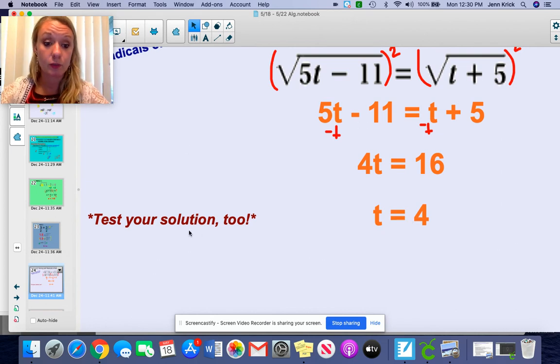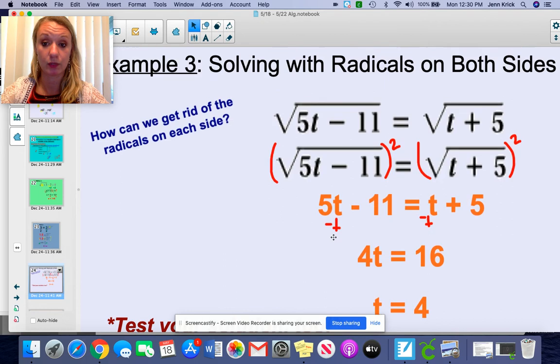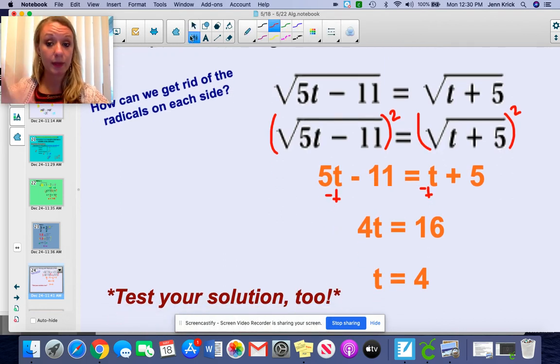Now, here is what we're going to start doing. We're going to start testing our solutions to make sure that they work. So if we know that t is equal to 4, let's put it back in that original equation. I'm just going to write right over it. I hope you guys don't mind. And see if it works.